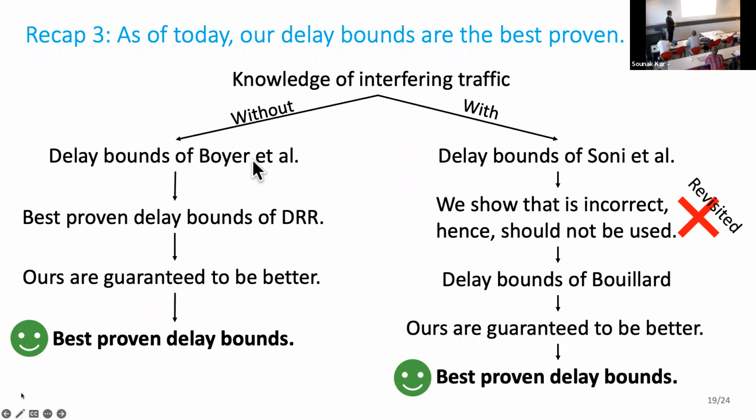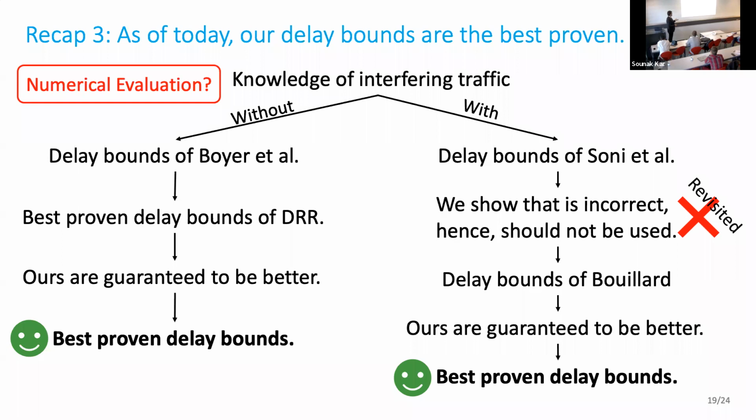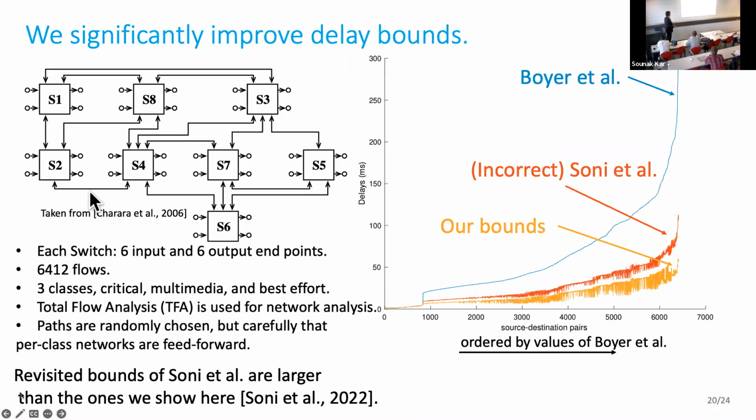So with or without assumption on the interfering traffic, we have proven bounds that dominate the state of the art. Now we could go through some numerical evaluation. We use the industrial size network that was used by Soni et al. We have 8 switches, more than 6,000 flows with 3 DRR classes.